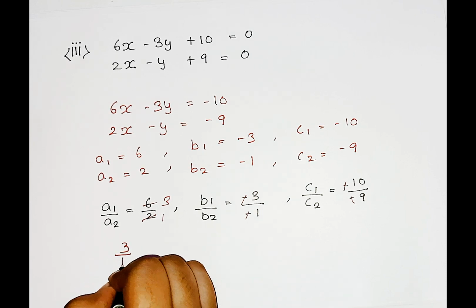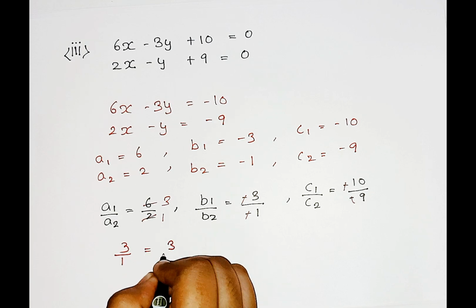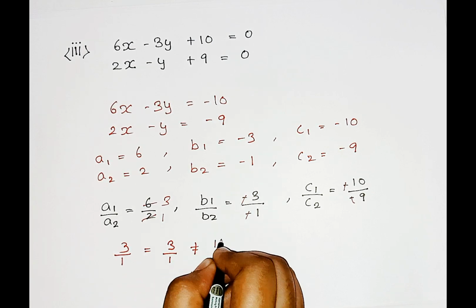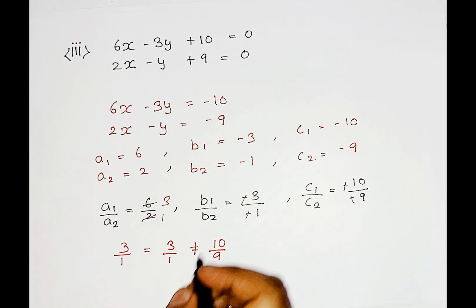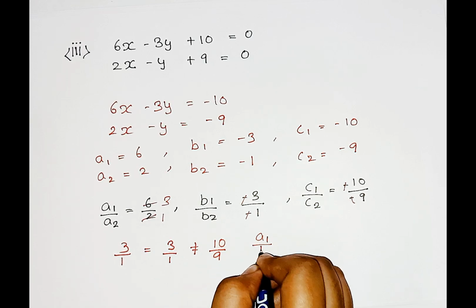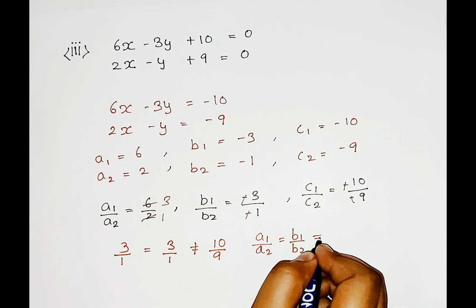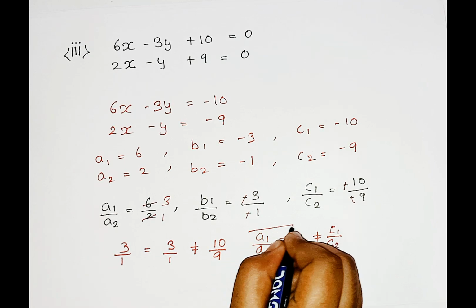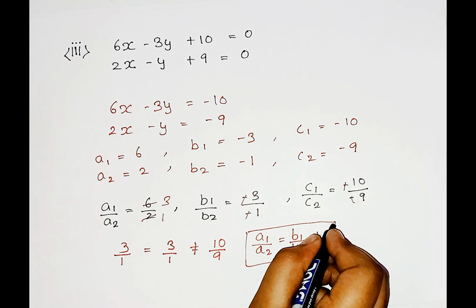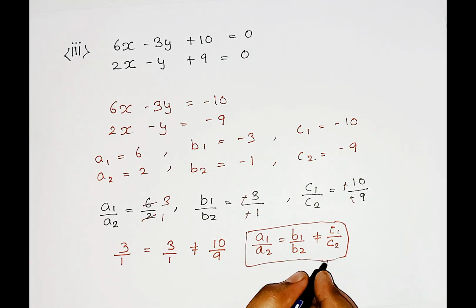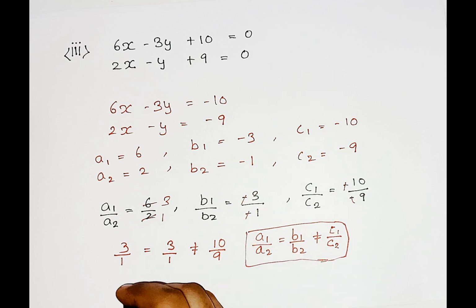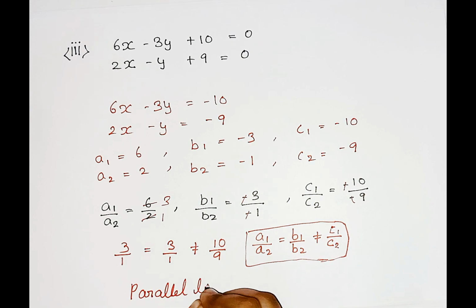So I got like this value, 3 divided by 1 is equal to 3 by 1 and it is not equal to 10 by 9, isn't it? So what is the rule guys? So the rule is a1 by a2 is equal to b1 by b2 is not equal to c1 by c2. So this is the rule we studied, right? Okay, so what is the meaning of this rule? So whenever we get like this rule, it is parallel. So parallel lines. Okay, so finally we solved this question, that is the second question.